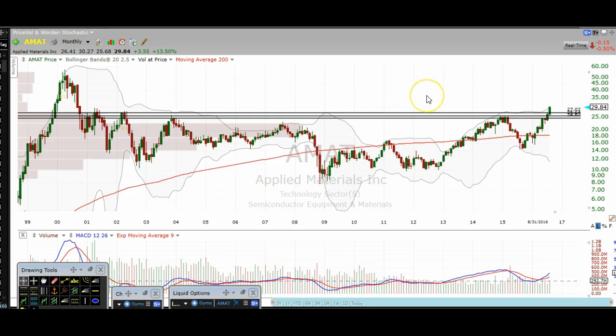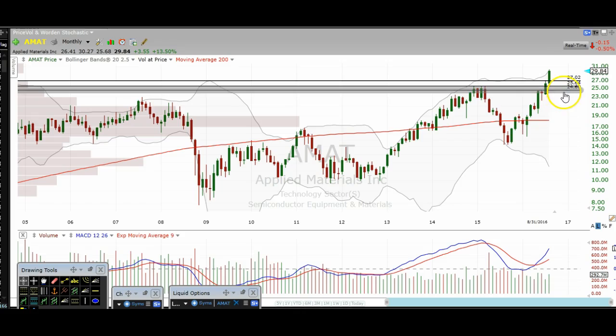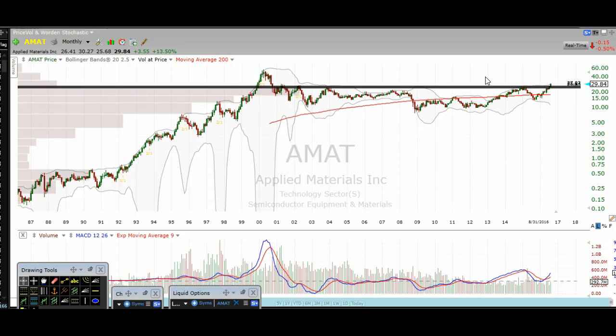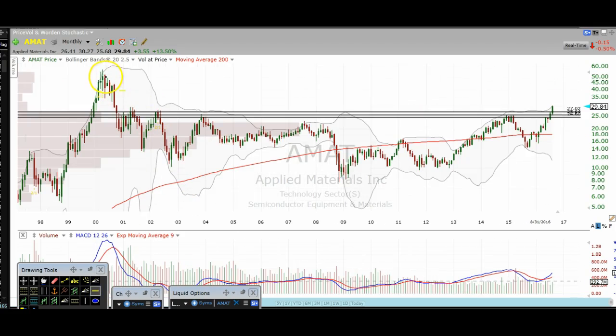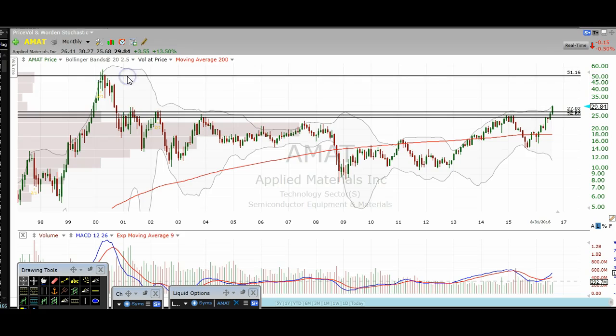So we can look for support between $24 and $26. In my opinion, that should get a nice bounce. And then we're looking at resistance up here near just above $50. Okay, so support at about 25, and then we've got resistance up here at 51.